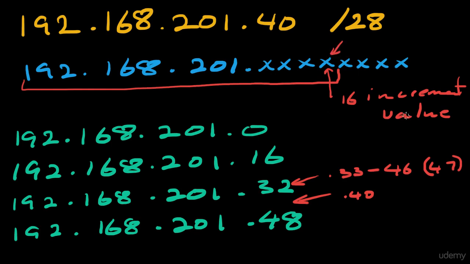That is therefore the increment value. I'm therefore incrementing the last octet by that increment value. And I'm looking for where this IP address fits in. That IP address fits in between .32 and .48. Therefore, that IP address is part of the .32 subnet. This is the fastest way to work this out.